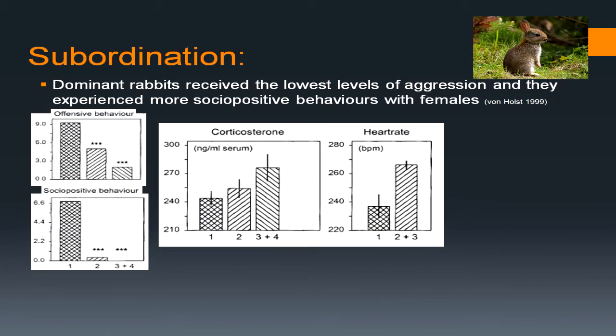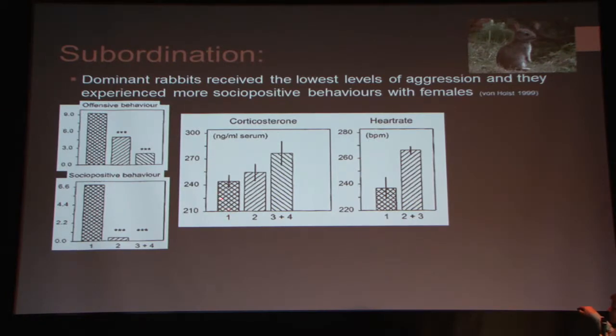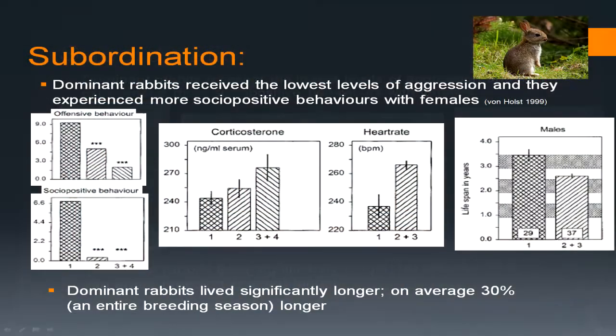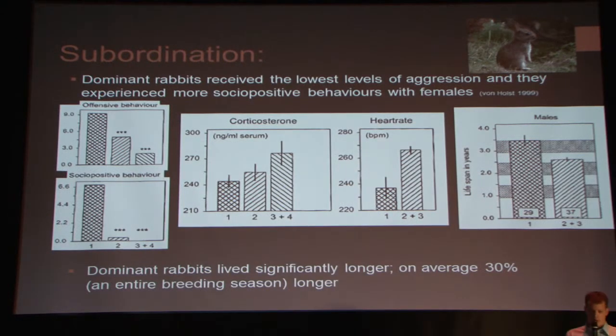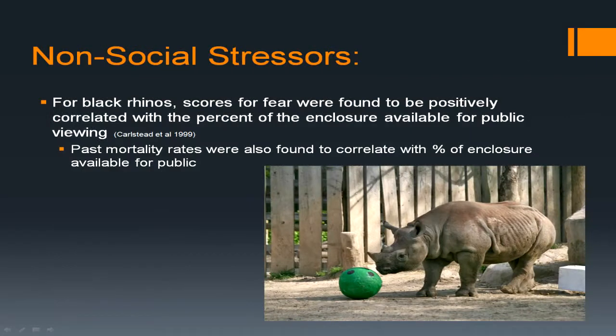And when we look at their physiology here, we can see, again, very similar effects. So they have the lowest baseline levels of corticosterone. They have the lowest baseline heart rates, both consistent with being the least stressed group. And when we look at their lifespan, these dominant animals are living significantly longer. So on average, they're about 30% longer, which is the difference of an entire breeding season for these animals. So quite a significant difference.